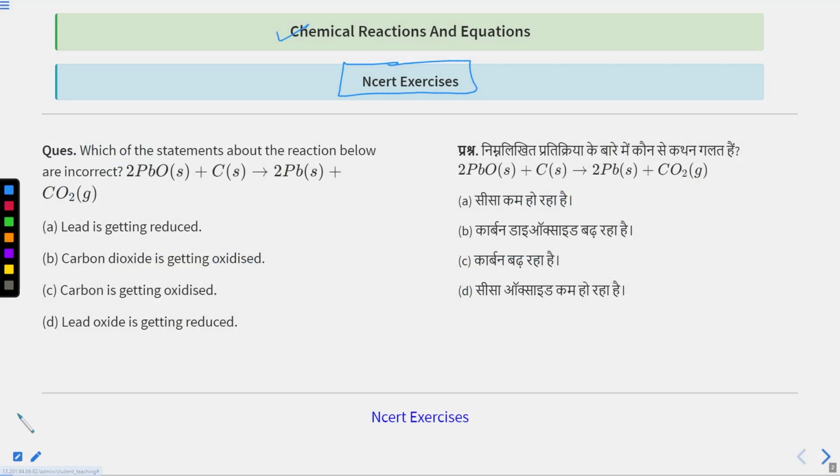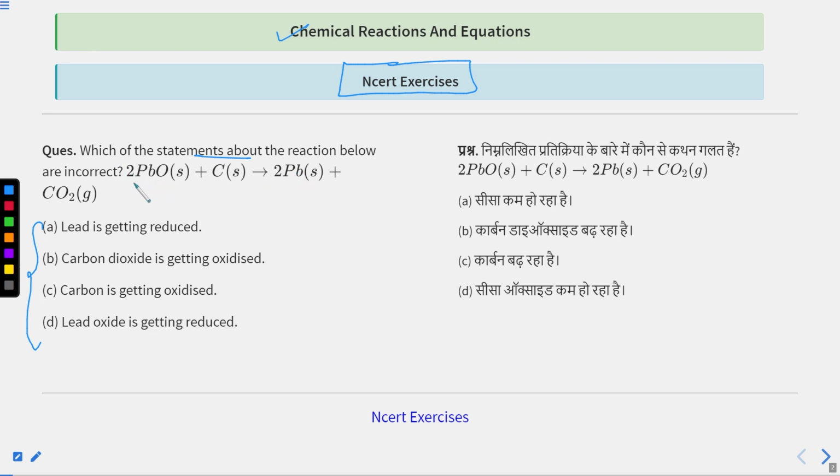Okay, so now let's begin with the exercise questions. This is the first question of today's class. Which of the statements about the reaction below are incorrect? The question is asking a very simple thing: out of the four statements A, B, C, and D, for this particular reaction, which one is incorrect?